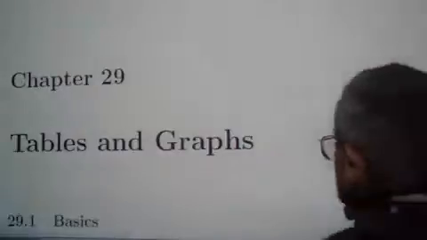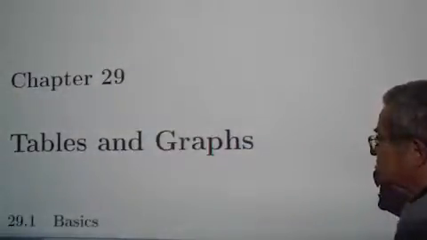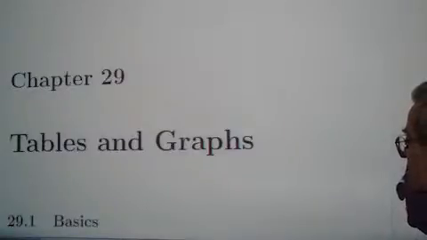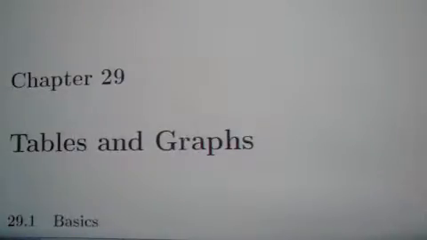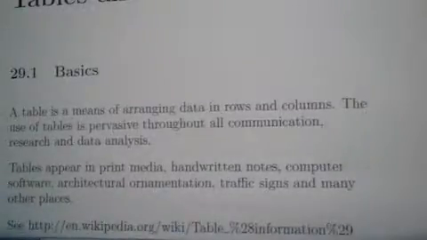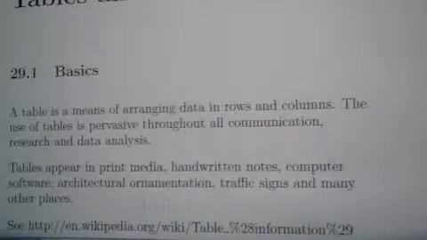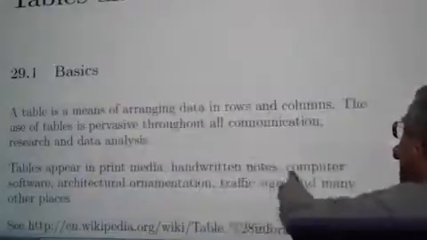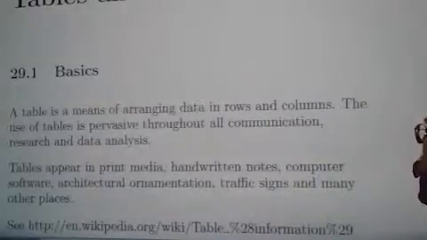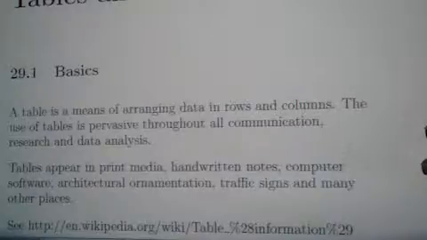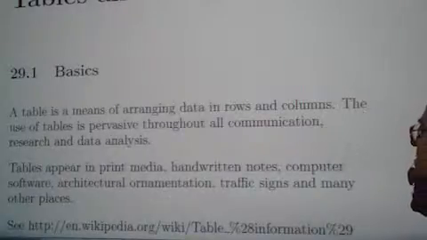Chapter 29, tables and graphs. A table is a means of arranging data in rows and columns. Rows this way, columns that way. The use of tables is pervasive throughout all communication, research, data analysis, and so on and so on.